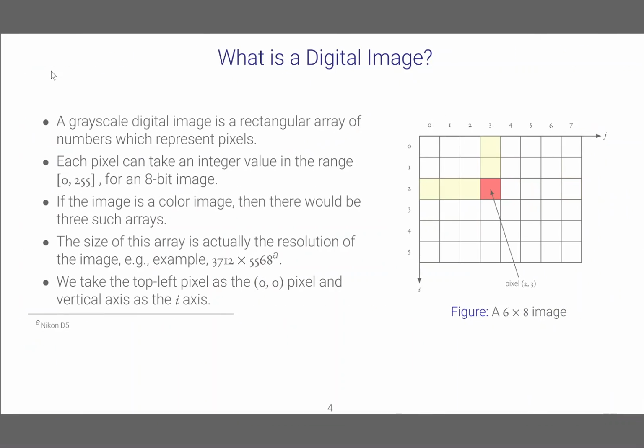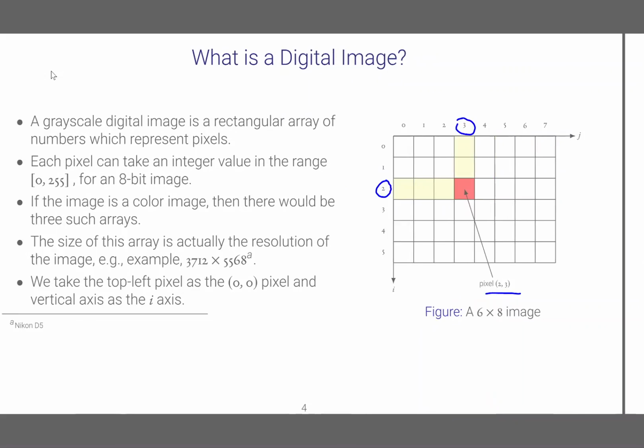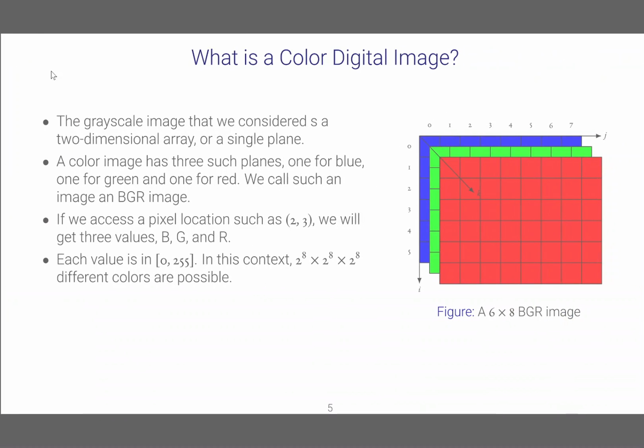Now, if we want to access a particular pixel, for example, pixel 2, 3, we would first specify the row index and the column index. Now, if we take a color image, we can consider this as 3 such planes as in the grayscale image, one for blue, one for green, and one for red. So this one is a BGR image. Blue, green, and red color planes are there in this image.